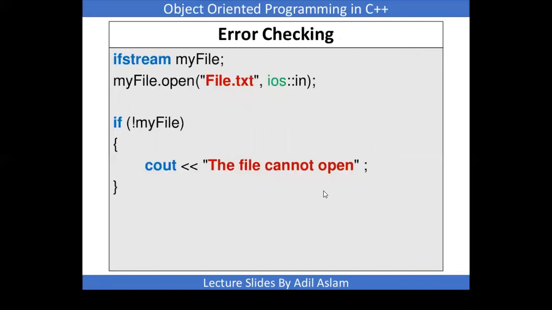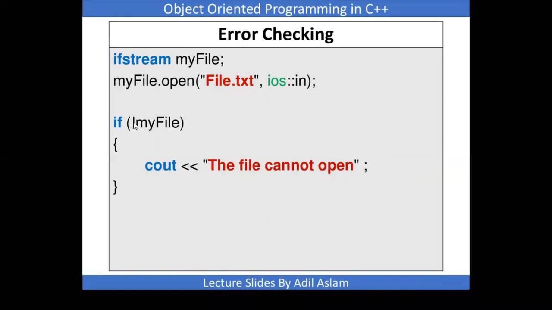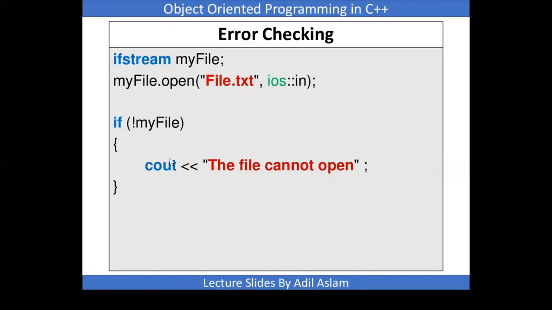For error checking, to see whether the file exists or not, we use a decision structure, the if structure. Here you can see that myfile is the object of ifstream, and it calls the open function to open the file in input mode. The file is first checked here to see whether it is open or not. If it opens, then the logical not operator returns a false value, which means the if condition is false, so this cout will not be executed and the rest of the code will execute, meaning the file is open for input. Clear?